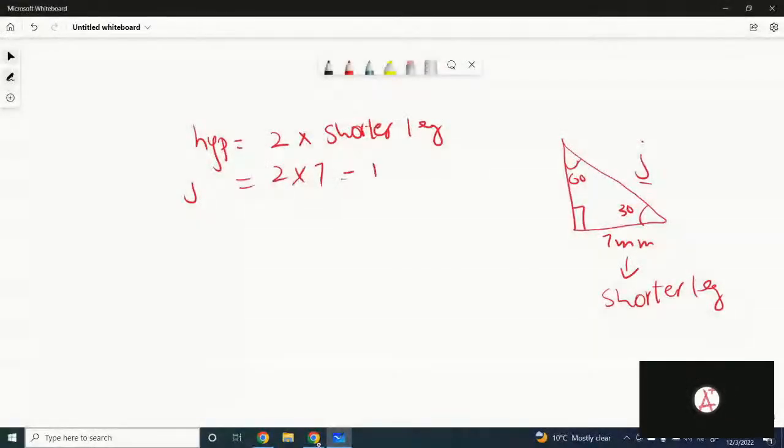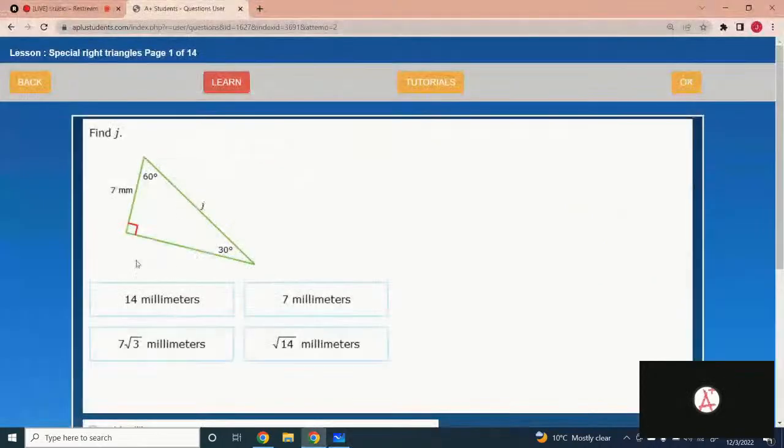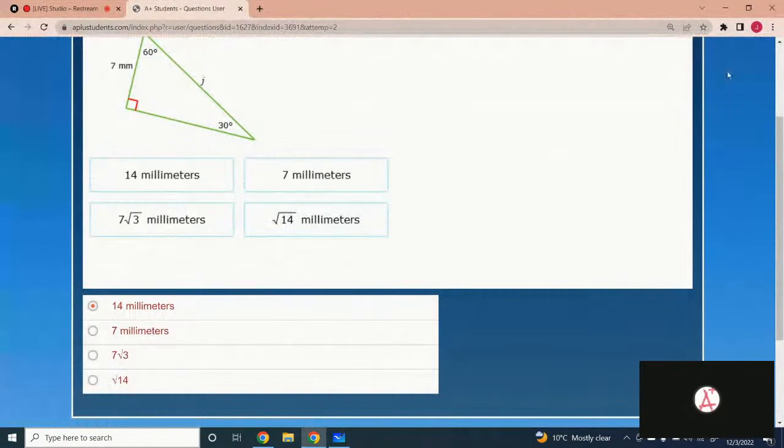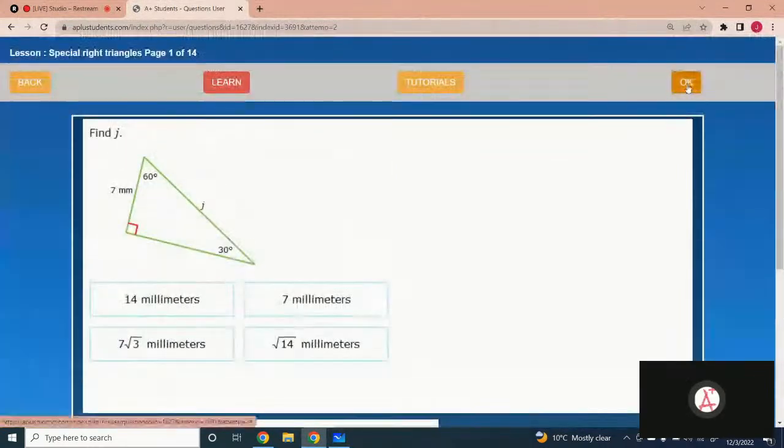2 times 7 is 14. If you are given the shorter leg, just do 2 times the shorter leg. It will be 2 times 7 equals 14. So for this one, the side length equals 14. So just select the correct option, then click on the OK button. Got it?